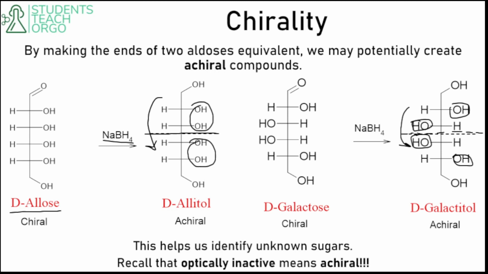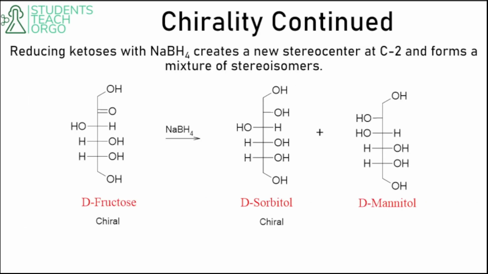So remember, if it's optically inactive, it means that it's achiral. If it's optically active, it means that it's chiral. So this was actually very useful back in the day to identify unknown sugars. You'd apply this reaction, then you would see if it rotates light or not, and that would help you distinguish between what type of sugar it could be.